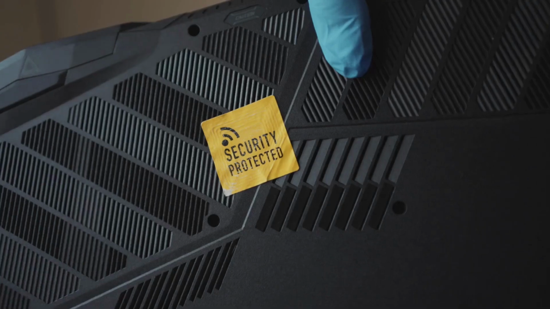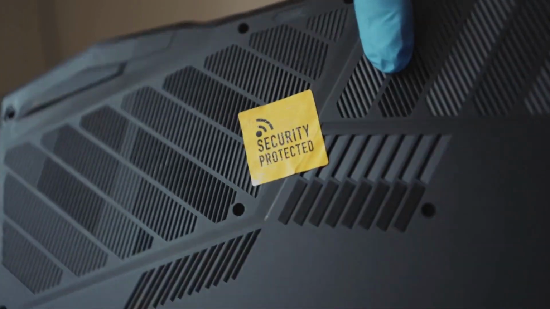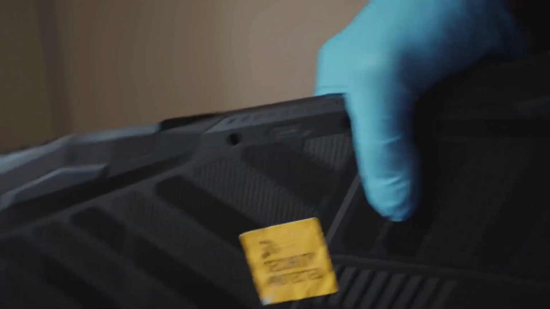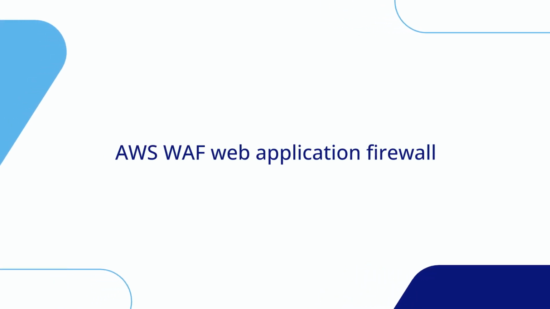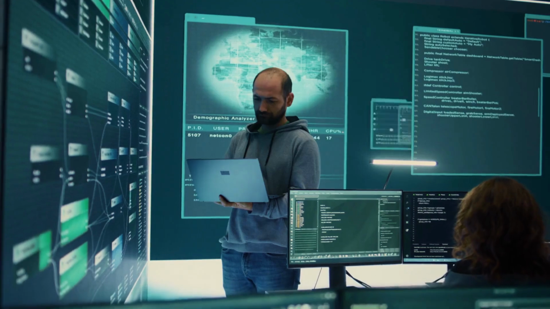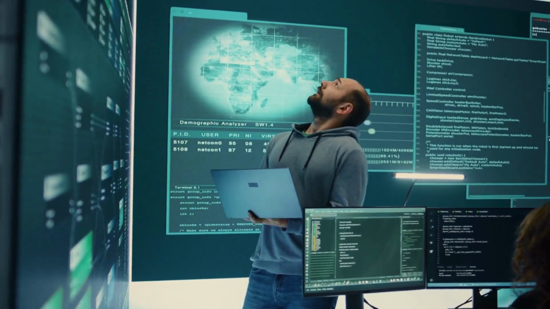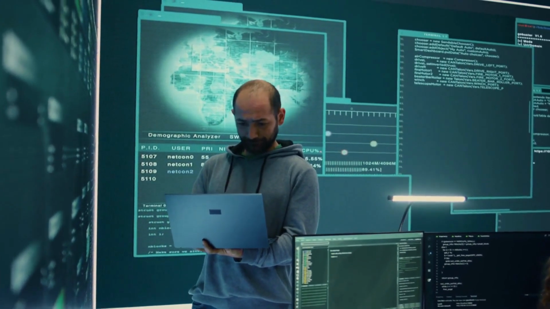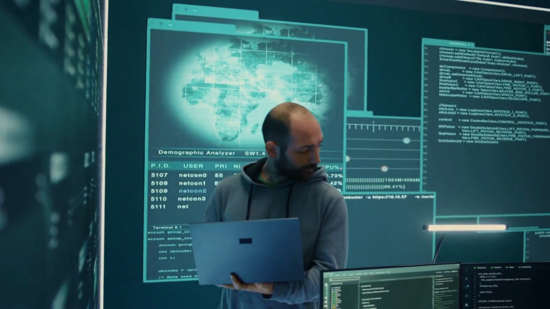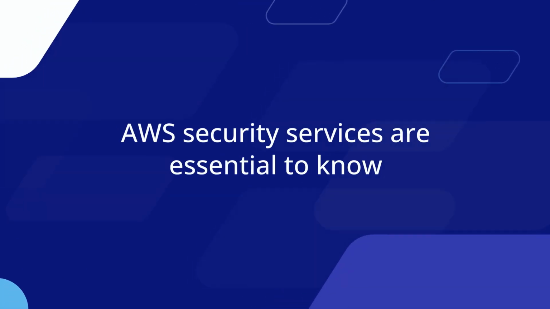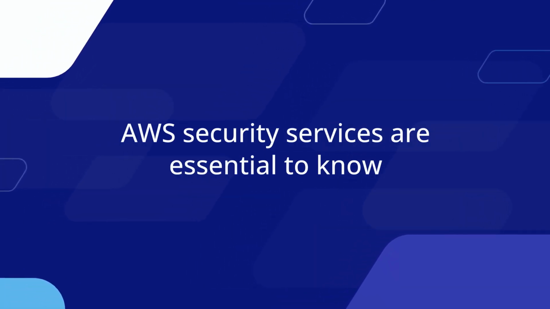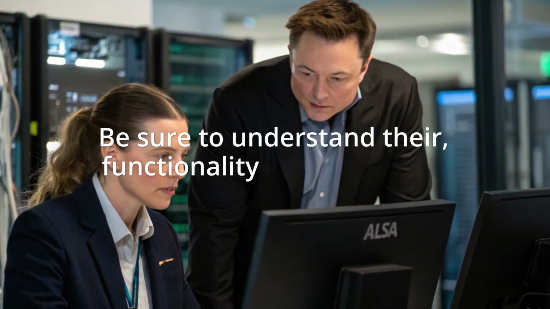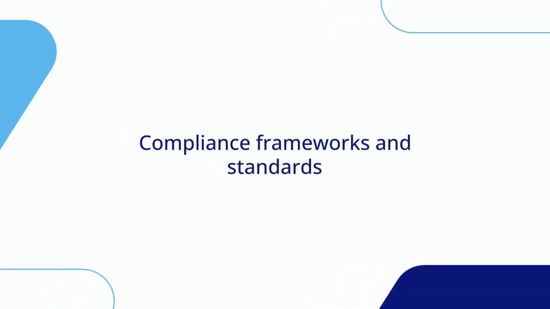AWS Shield. This managed DDoS protection service helps safeguard applications against distributed denial of service, DDoS, attacks, protecting your resources and applications from being overwhelmed. AWS WAF, Web Application Firewall. WAF helps protect web applications by filtering and monitoring HTTP requests and provides control over which traffic to allow or block. These AWS security services are essential to know, as they can frequently appear in exam questions. Be sure to understand their functionality and use cases.